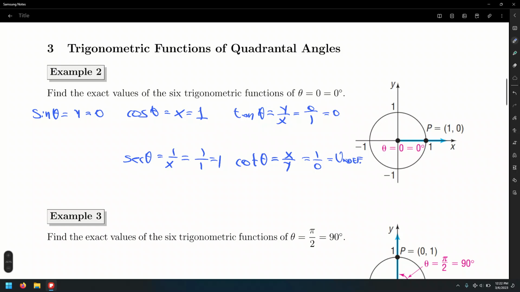And lastly, cosecant, which is the reciprocal of sine, which is 1 over y. That's the reciprocal of sine. That's in this case 1 over y, and that's what? 1 over 0, right? And what's that again?